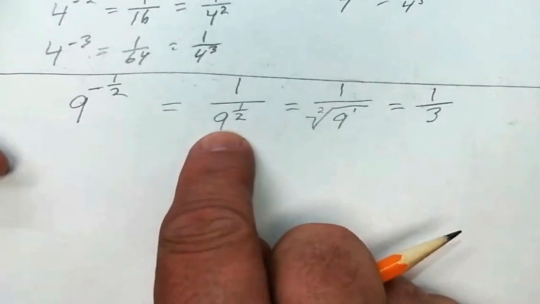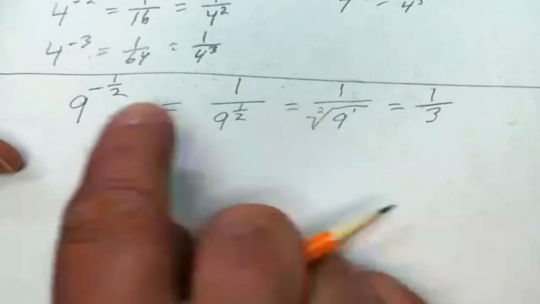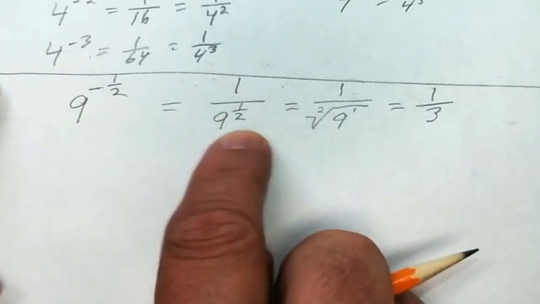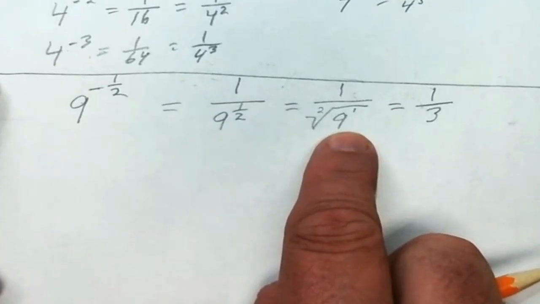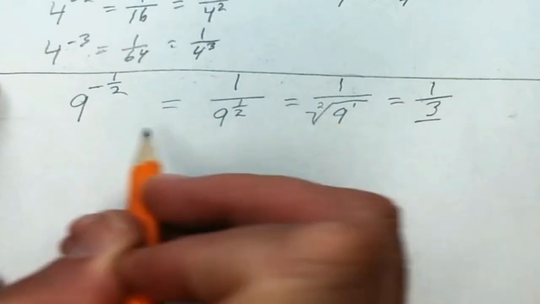9 to the positive 1/2 power is the square root of 9, which is just 3. But this is how we simplify that. We move it to the denominator and convert it to this, so we can see it's just the square root of 9, which is 3, and this is the same thing as this.